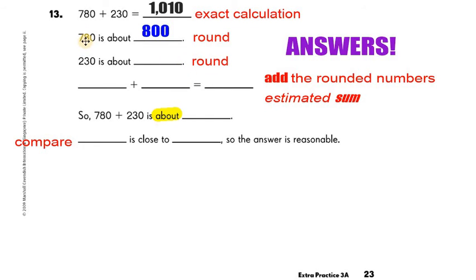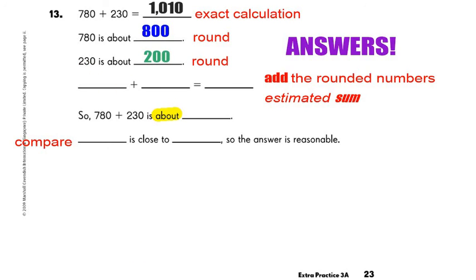And now I'm going to do my rounding. 780 is about 800. 230 is about 200. Why is that? Well, that 8 tens, it tells the 700s we're really close to the next 100, round up. Whereas this 3 tens says to the 200s, we're really close to 200, you better round down.